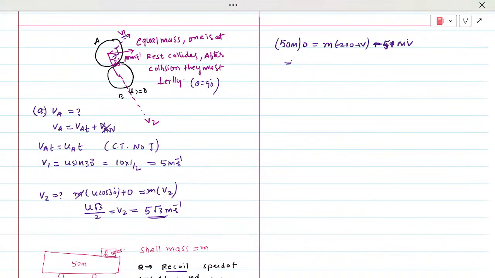So that implies 49 into v is equal to 200 into m. The m gets cancelled. Therefore the recoiling velocity of the vehicle after the first shot is equal to 200 by 49.